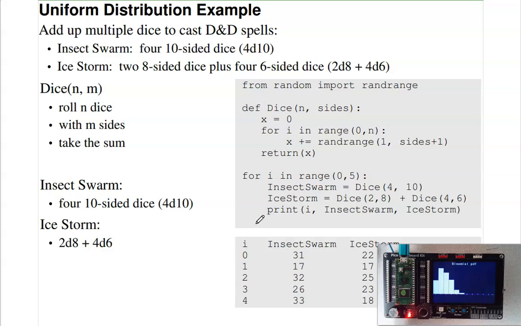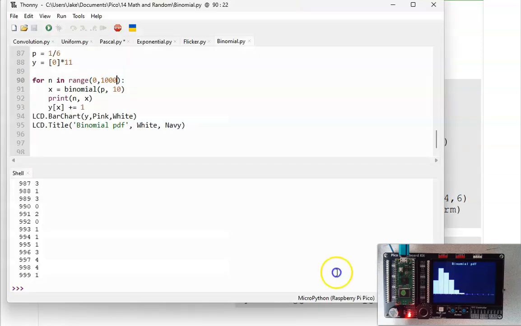With that, I can start having some fun. For example, in Dungeons & Dragons, there's different spells you can cast. If I cast an insect swarm spell, the damage I do is 4 10-sided dice. An ice storm is 2 8-sided dice plus 4 6-sided dice. Well, I can do that in Python. Let's create a function called dice. I'm going to toss n dice of so many sides, like 4 10-sided dice, 3 6-sided dice. I'm going to start counting. For n dice, pick a number in that range, add them all up, return x. Then insect swarm would be 4 10-sided dice. An ice storm is 2 8-sided dice and 4 6-sided dice. I can show you what that looks like.